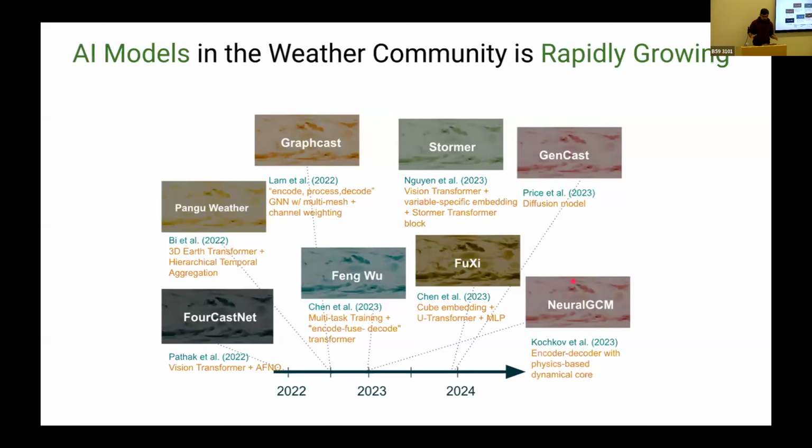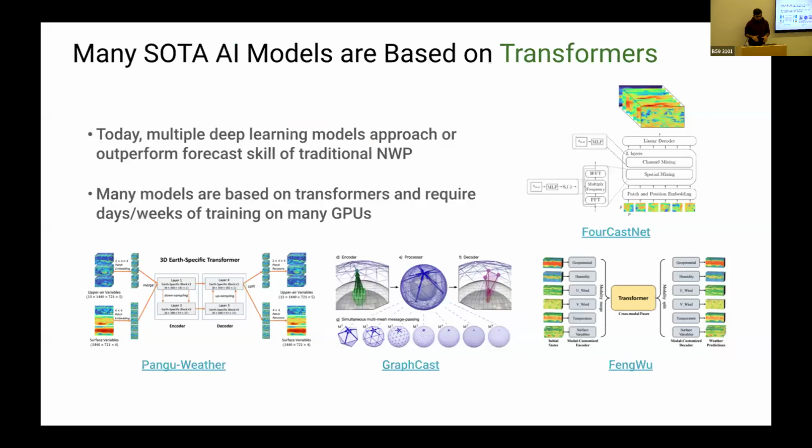Since then, there's been an explosion in AI models, from research labs and academia as well as industry, including NVIDIA, Google, Microsoft, and others, building better and better models. Essentially, today deep learning models can outperform the forecast skill of a traditional numerical weather prediction model. And as of 1 week ago, the European Weather Forecasting Center has made its AI model fully operational. A lot of these models are based on the transformer architecture, and they require many days or weeks of training on multiple GPUs or TPUs. Google's models run on TPUs.